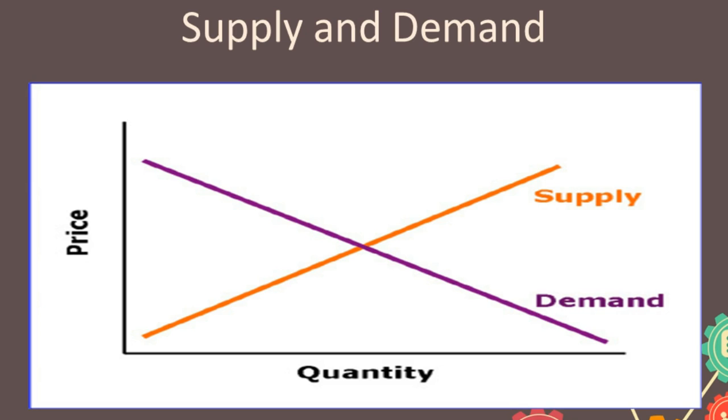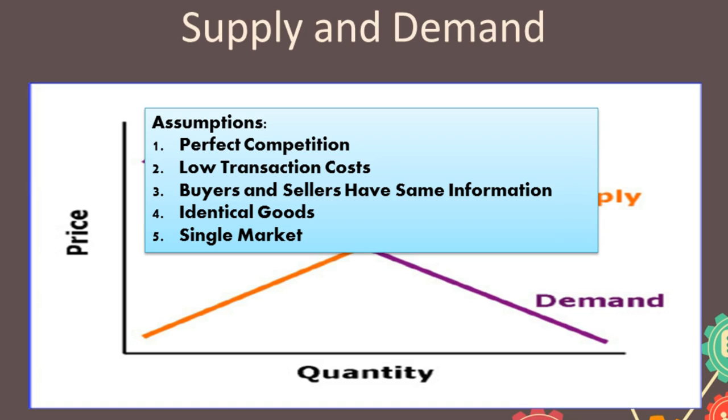This model is based on some key assumptions. The first assumption is that there's perfect competition in this particular environment. There are low transaction costs, buyers and sellers have the same information, there are identical goods, and we're operating in a single market. So in order for you to use this tool as a point of analysis, you need to assume some of these key things or account for them in your analysis.